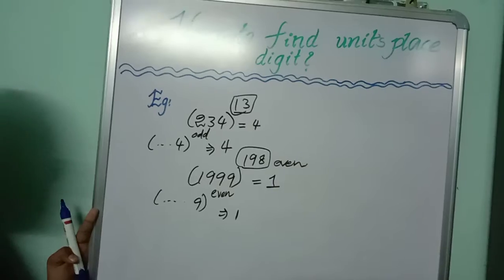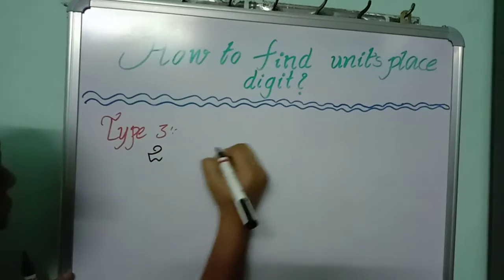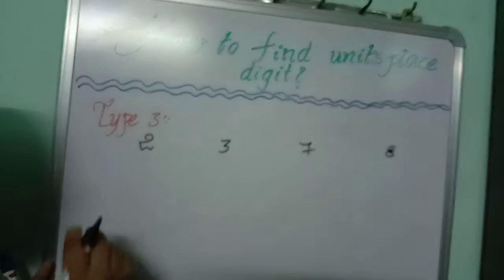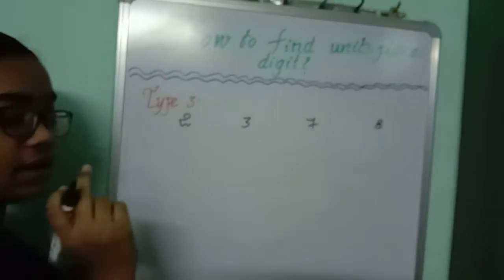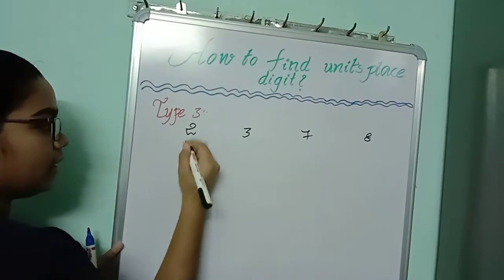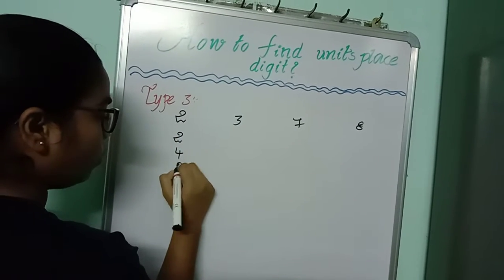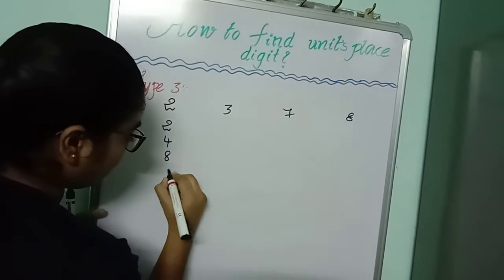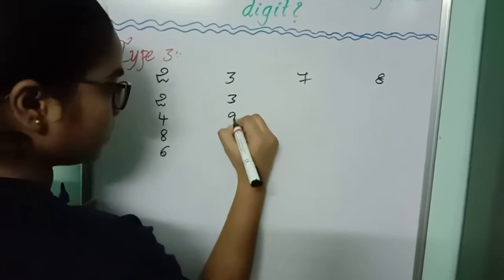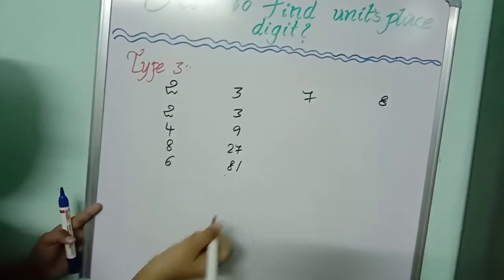Now let us discuss type 3. It includes the remaining numbers: 2, 3, 7, 8. Same here also, it will repeat, like 4 and 9, but here it repeats for 4 numbers. Now let us see why they repeat for 4 numbers. 2 power 1 is 2, 2 square 4, 2 cube 8, 2 power 4 is 16, so the unit digit is 6. 3 power 1 is 3, 3 square becomes 9, 3 cube 27, and 3 power 4 is 81.